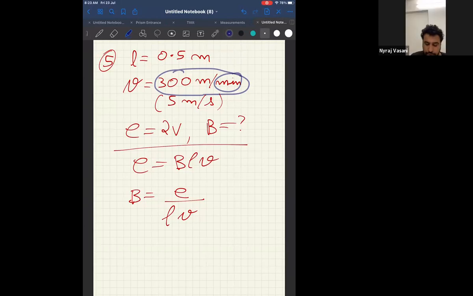Now E will be 2, L will be 0.5 and V will be 5. Correct? So can I say you will get the answer as C? All of you are getting the answer as C?